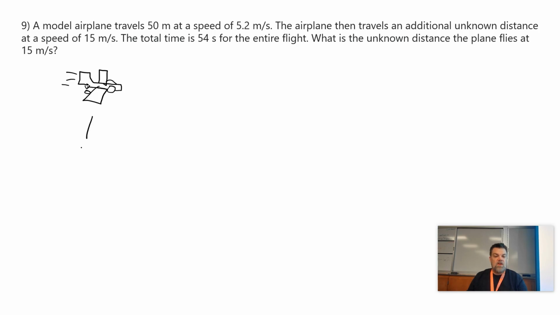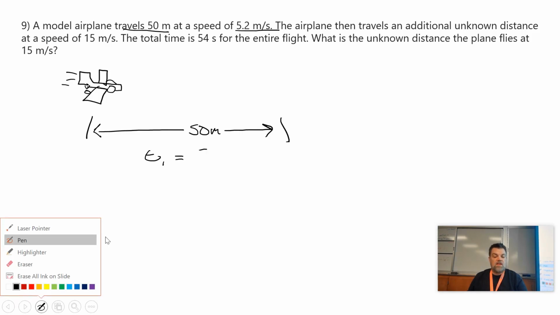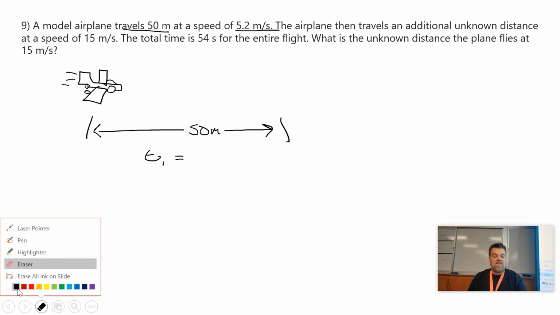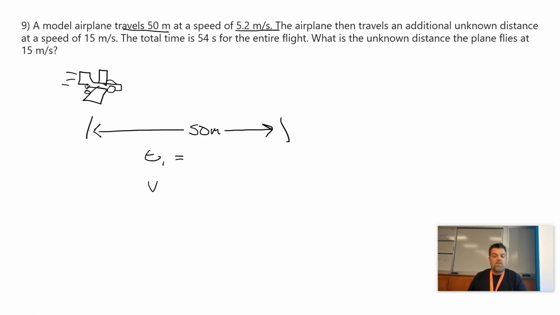All right. So it travels 50 meters at a speed of 5.2. From here to here is 50 meters. And the time it takes to do that, we'll call that T1, or no, not T1. We don't know the time yet. But we do know the velocity. Velocity 1 is 5.2 meters per second.